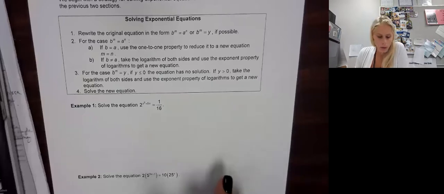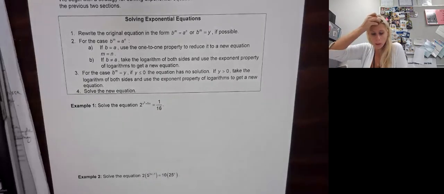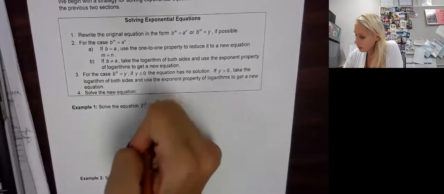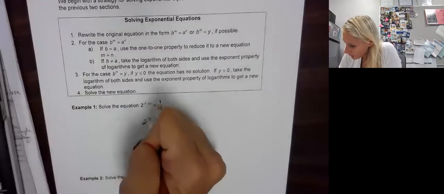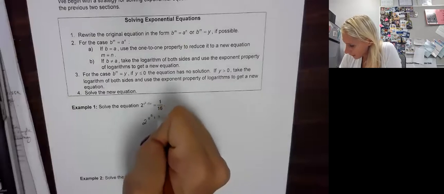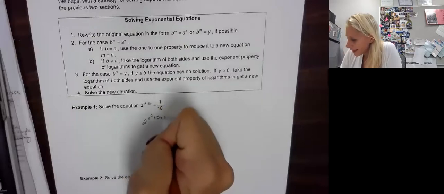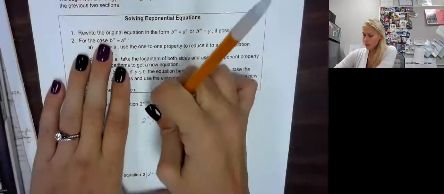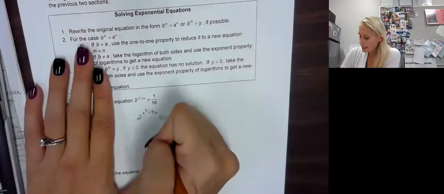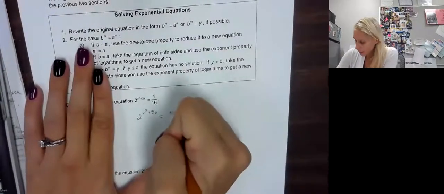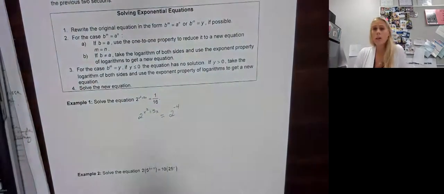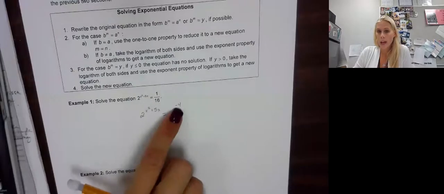So first we have example 1, solve the equation. We have 2 to the x squared plus 5x equals 1/16. So right now what I want to think about is having the same base. Well, if you think about this, 2 to the x squared plus 5x stays the same, and 16 is 2 to the 4th. But because it's a fraction, we have to remember a fraction makes a negative exponent. This is very important. I see a lot of kids overlook that.